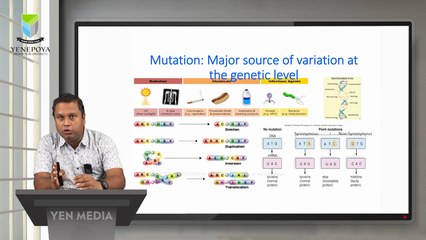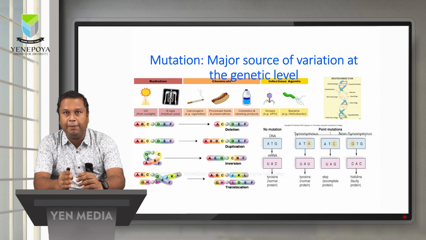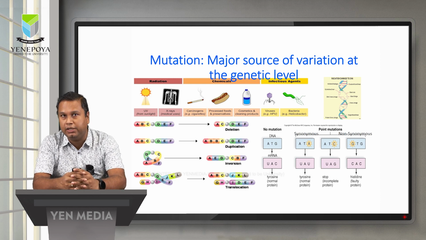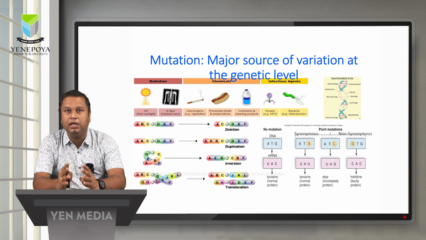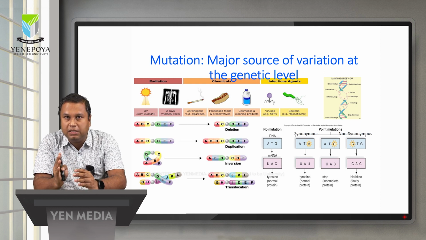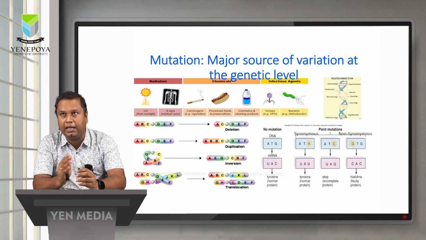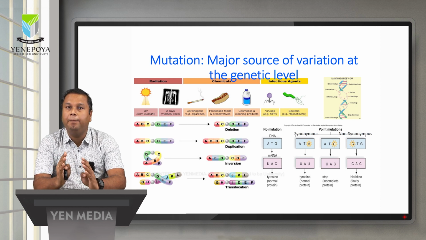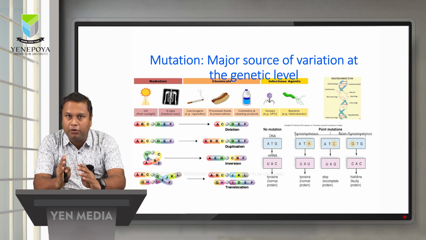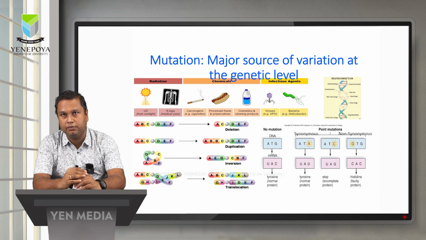Then mutation can also happen at the DNA level. When it happens at the DNA level, we mostly call it point mutations. Point mutations are of two types, synonymous and non-synonymous. Synonymous substitutions are those which do not change the protein. For example, as you can see, the actual code of this DNA codon was ATG, and it used to code for tyrosine in the normal protein. In case of synonymous substitution, that G gets changed to A. When it gets changed to A, the amino acid does not change. It still produces tyrosine. So the protein does not change.